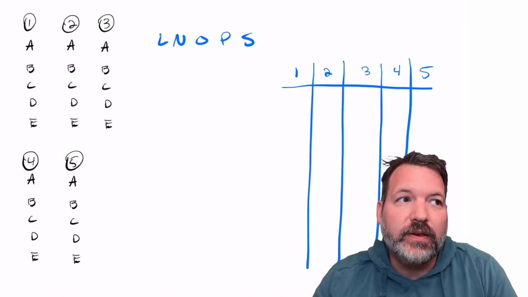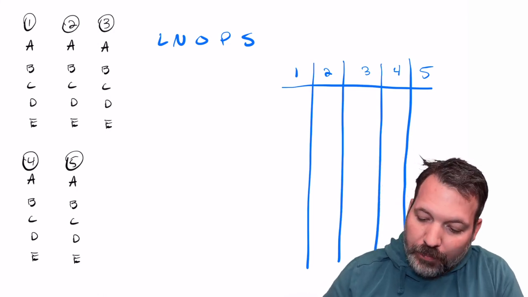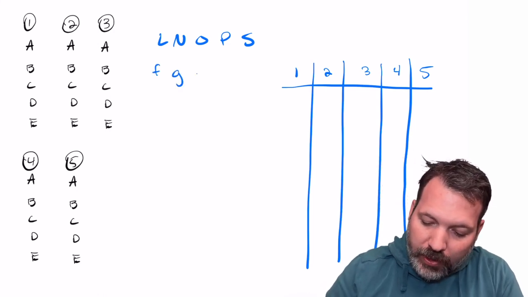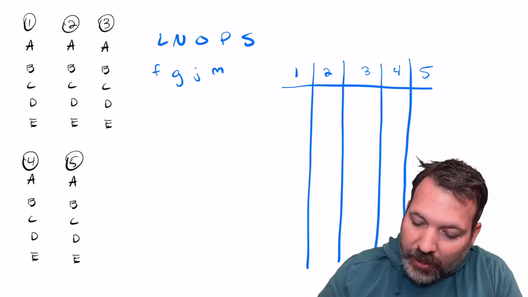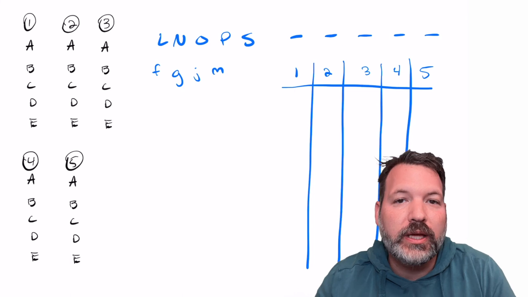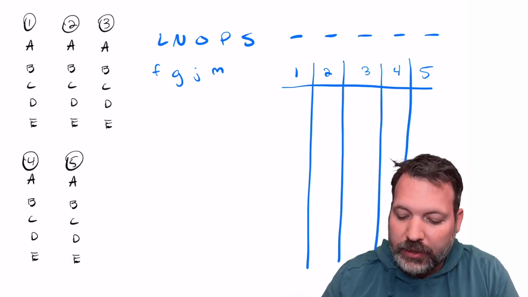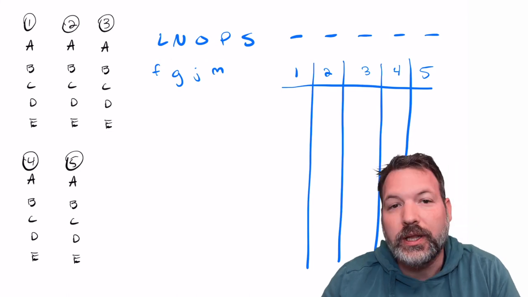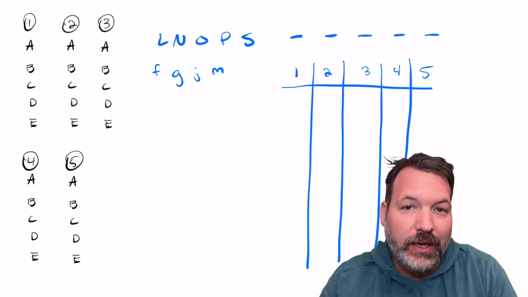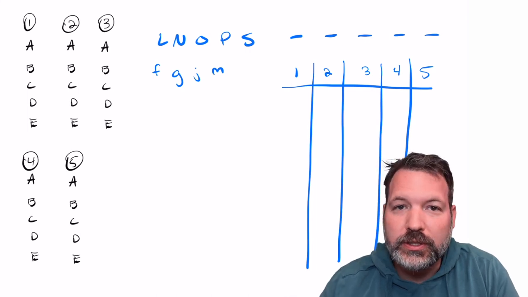Each presentation is given in exactly one of four languages: French, German, Japanese, or Mandarin. Okay, so that tells me this is probably a two-dimensional order game. So in each slot, not only are we trying to figure out the profession of the person who's presenting, we're also trying to figure out what language they're giving the presentation in. Each expert speaks exactly one of the languages, very nice. The following conditions must hold.